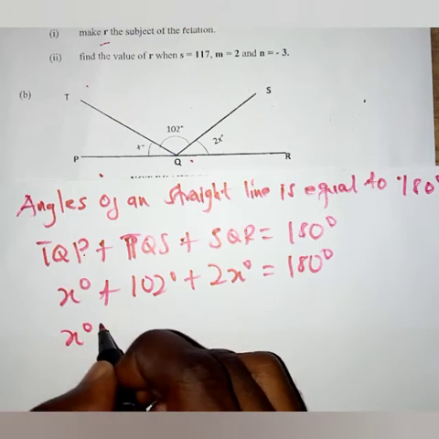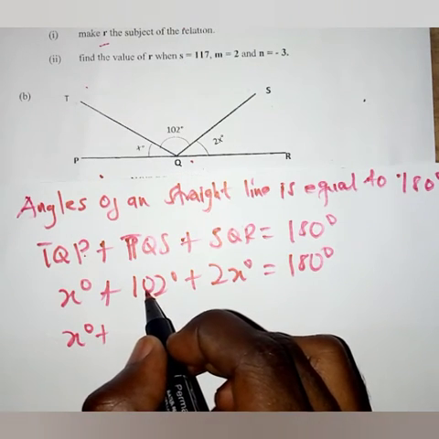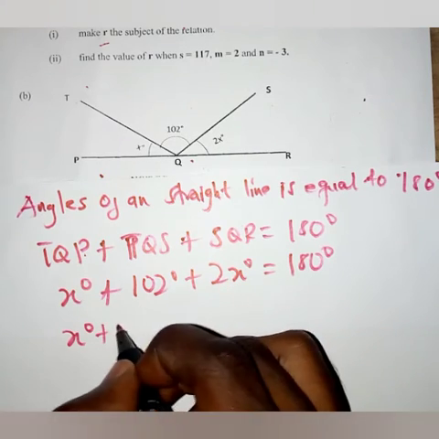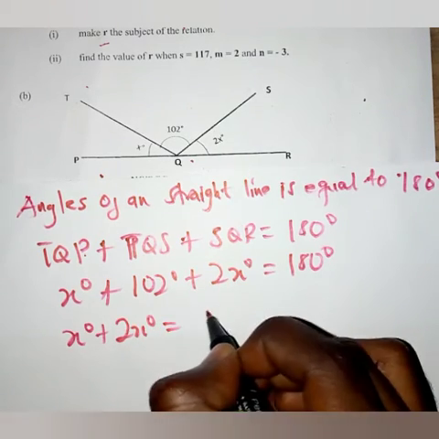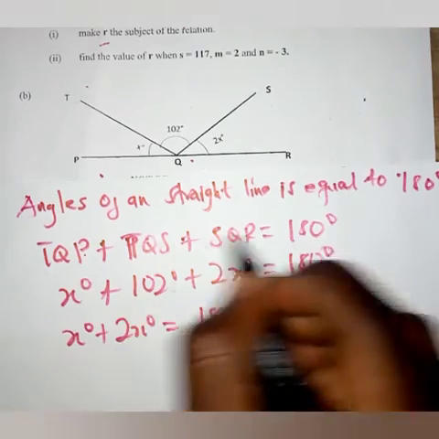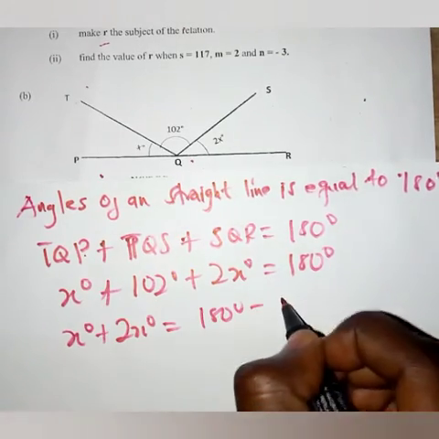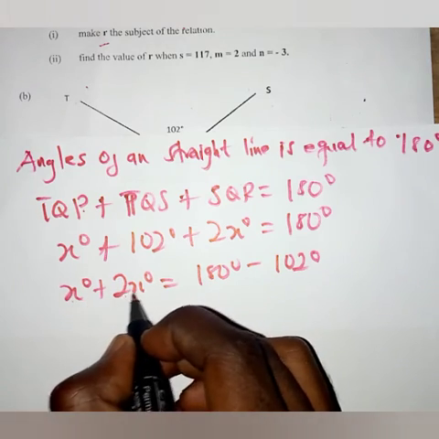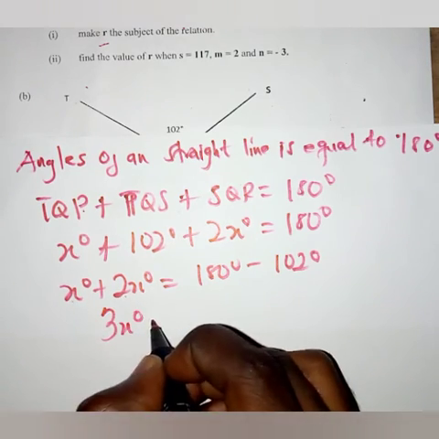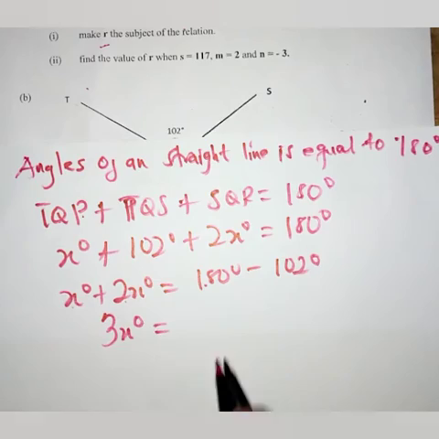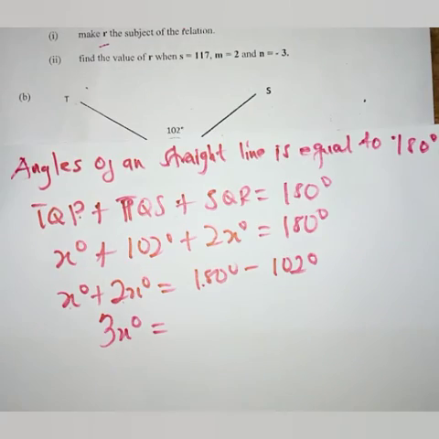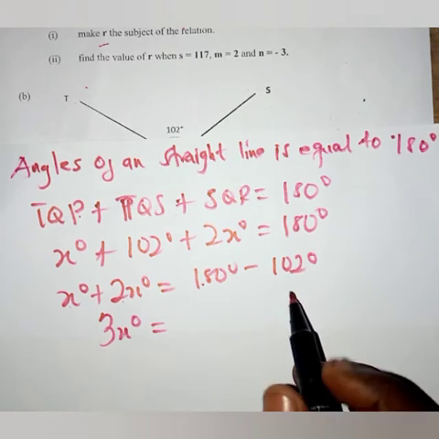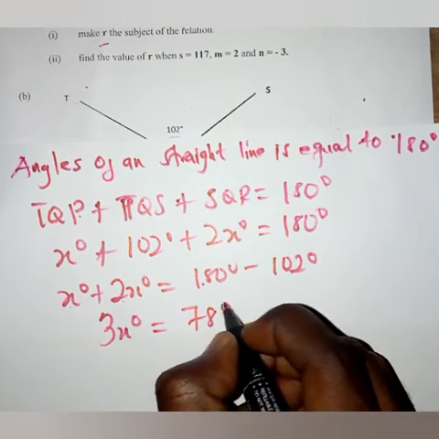So x plus 2x plus 102. So we group like terms, sorry. So we have 3x this, then we have 180. This 102 goes to the other side. It's positive, it becomes negative 102 degrees. And we have x plus 2x, that's 3x degrees. Then we have 180 minus that. So 180 minus 102 is 78 degrees.